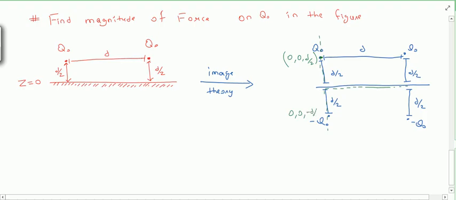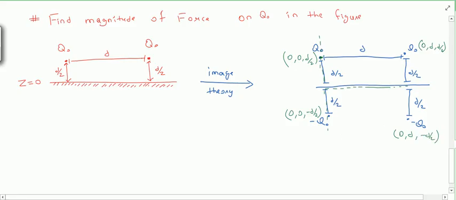I can write minus because it is below z equals 0, and here the y value will be d because it is at a distance d from the z axis. So the coordinates of this will be 0, d, d by 2, and for this it will be 0, d, and minus d by 2, right?